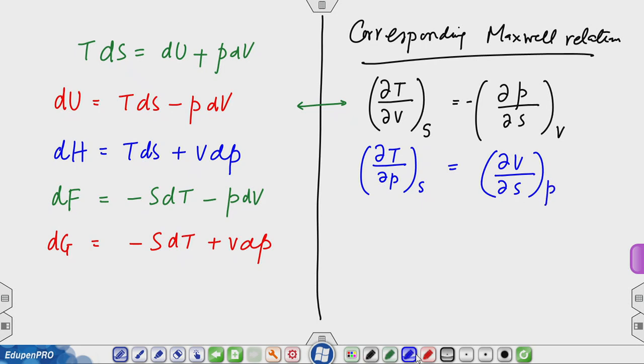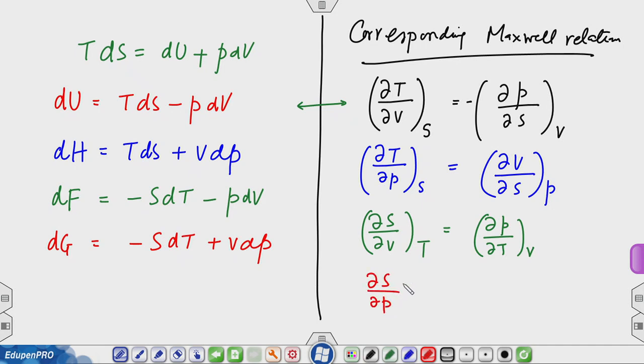Then from the F equation, we get ds dv at constant T is equal to dp dT at constant v. And finally, from the G equation, we get ds dp at constant T is equal to minus dv dT at constant p.